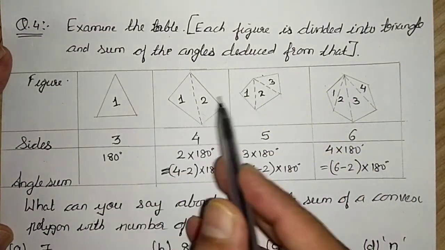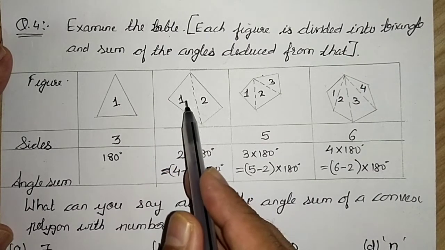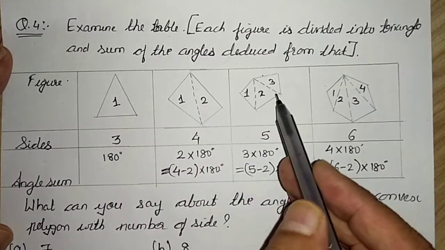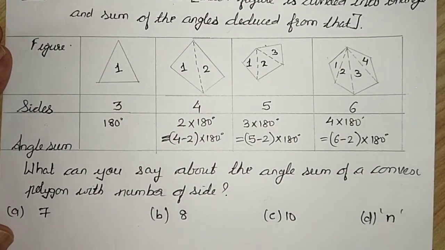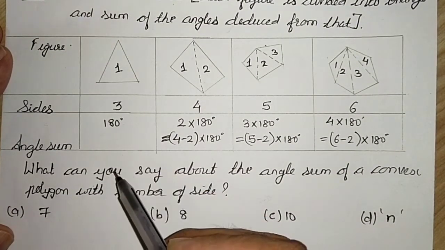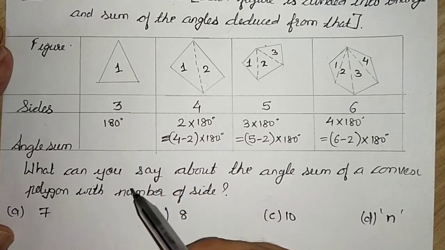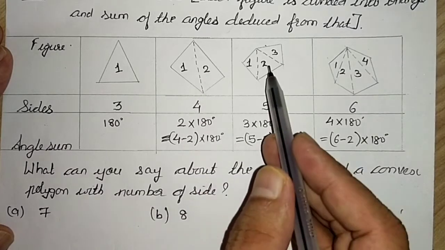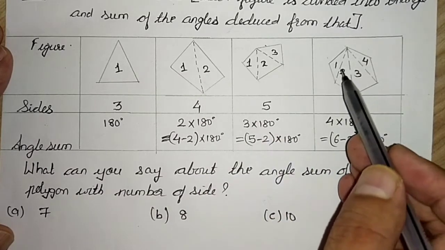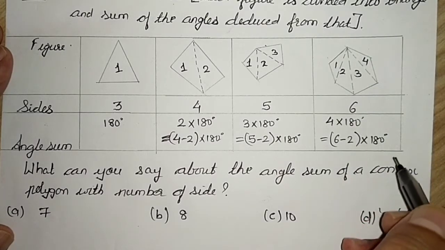That means each figure is divided into triangles. Here one triangle, here it is divided into two triangles, three triangles, four triangles. And the angle sum property of each figure is also given. If it is one triangle, then the angle sum property of one triangle is 180. If it is two triangles, then 2 into 180. 3, then 3 into 180. 4 triangles, so 4 into 180, that is the angle sum property.